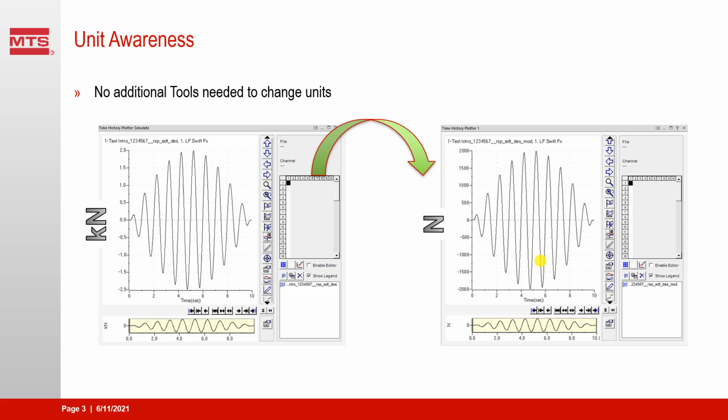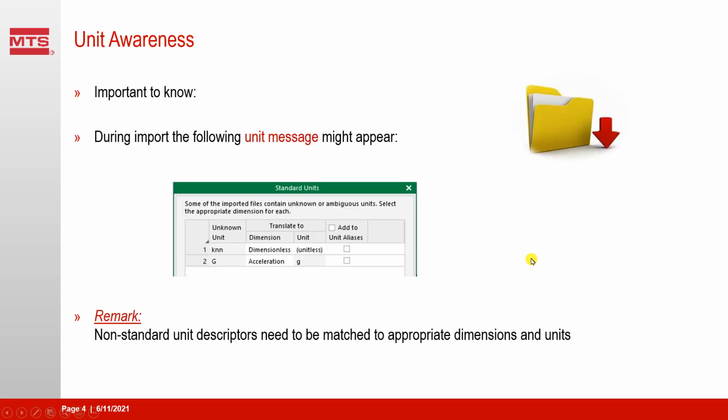In other software packages which we had previously, it was easy to make a mistake there. And then if you calculate, for example, 2 kilonewtons plus 2000 newtons, you would get a result of 2002, which does not make any sense.